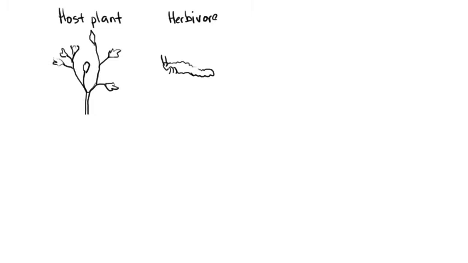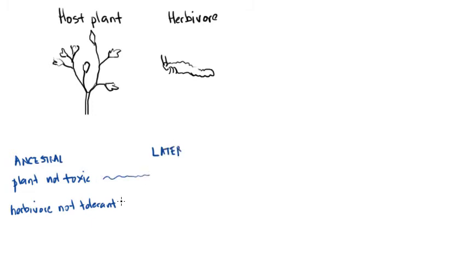How do specialist herbivores evolve? And how do specialist herbivores affect the evolution of their host plants? Well, it's a pretty straightforward story, actually. You might envision the ancestral state in which a plant is not toxic and the herbivore is not tolerant of any toxins. Now, plants that start producing some amount of toxins are better protected against herbivory compared with less toxic plants. Meanwhile, herbivores that are better able to tolerate toxins do better than less tolerant herbivores.